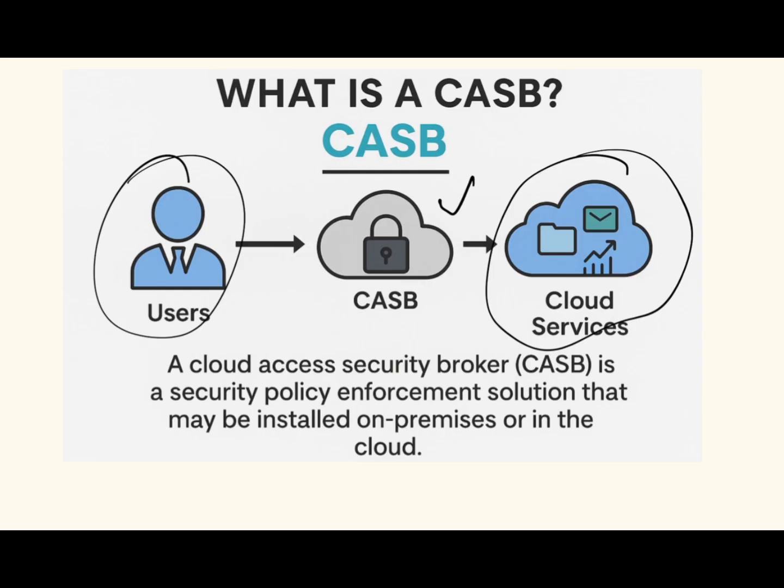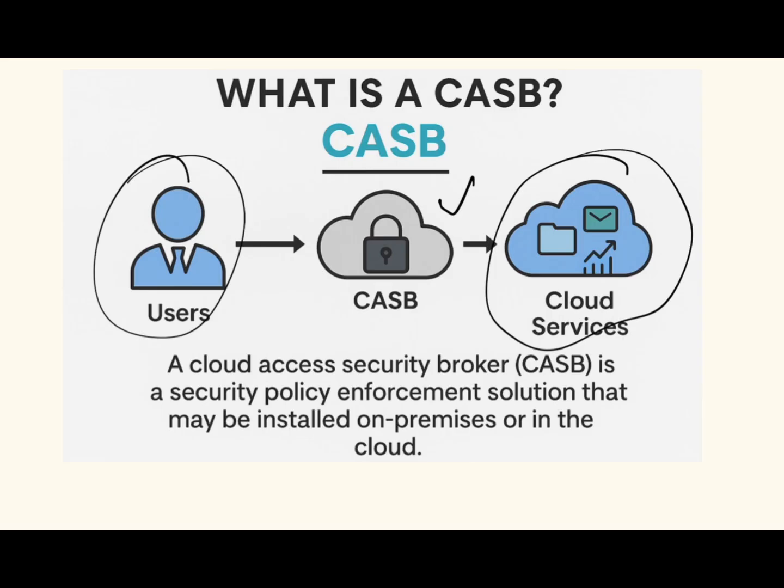So these are the deployment models. API-based uses API to connect to cloud apps directly and monitor and control activity inside them. Then proxy-based CASB and hybrid CASB. As I said, this is not needed for the CISSP exam. We only need to understand that it is a security policy enforcement point.